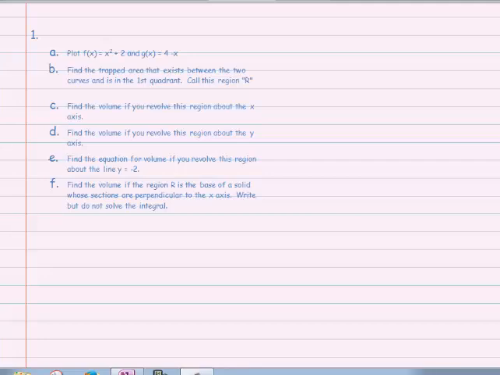What I plan to do today is go over a problem that will help us review how to find trapped areas, how to find volumes revolved around the x and y axis, how to find a volume revolved around an off-axis, I'd say, like y equals -2 as in part E, and then come back and reconsider how to find an area of constant cross-section like in problem F.